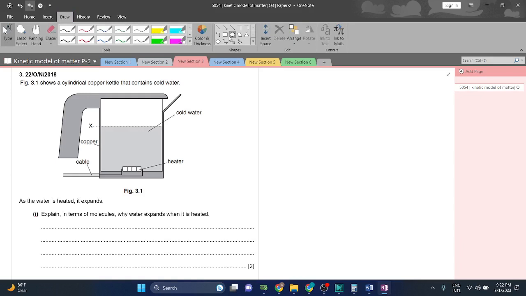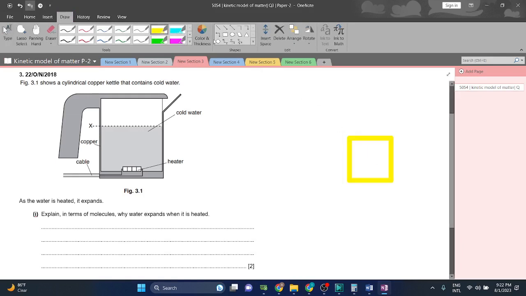This is the phenomenon called thermal expansion. For example, these are some particles. When heat is provided, we all know that kinetic energy is provided to the particles, so they will start to move vigorously in the position they're in. All of the particles will start to move vigorously in the position they are in.